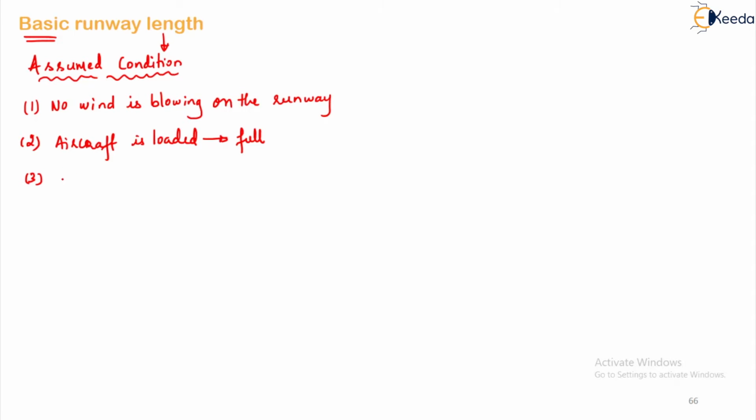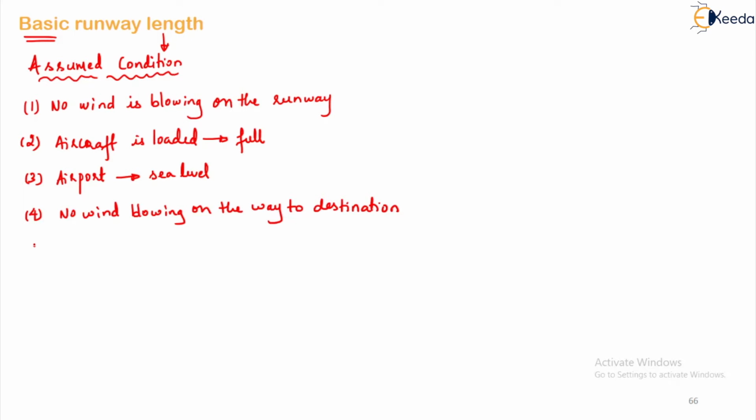Next is the airport is situated at sea level. Next, we will assume that there is no wind blowing on the way to destination also. Next, the fifth criterion that we consider is the runway is leveled in the longitudinal direction, or in other words, it has zero effective gradient. Your runway should have zero effective gradient is what we will consider.